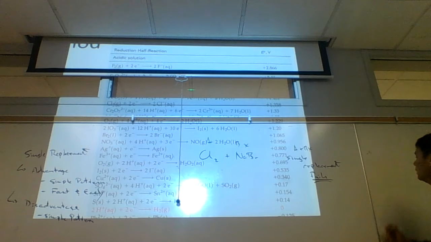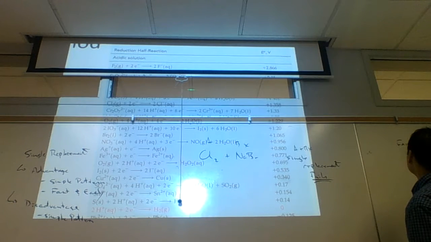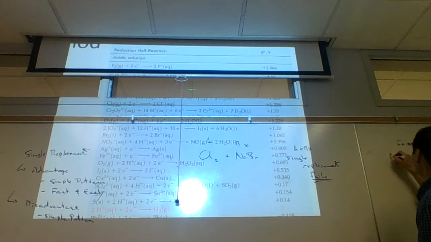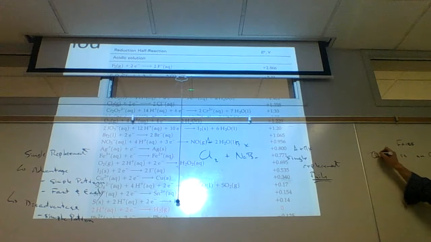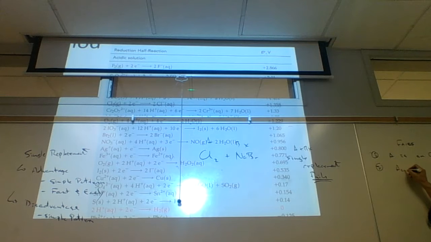Okay, these are the fails here. One, A is an oxidizer, not a reducer. Example: chlorine, bromine, iodine, etc. Fail two, when we look at acids, we have two types of acids. We have mineral acids. Mineral acids would be like HCl. HCl would be our BX.